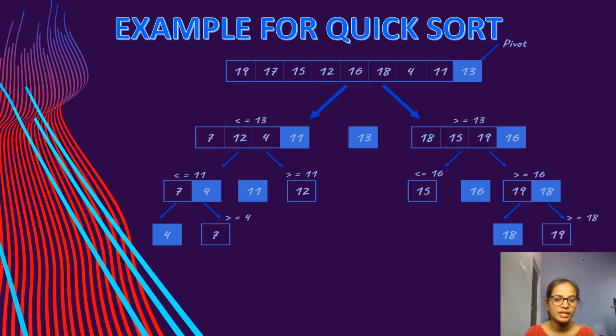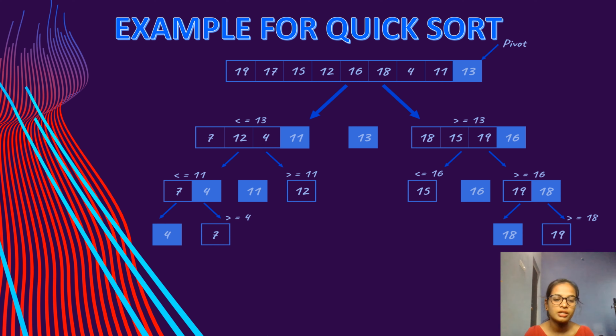Here is a simple example of quicksort. Here we took an array consisting of the elements 19, 17, 15, 12, 16, 18, 4, 11, 13. As per the condition, we have to select the pivot element. We can select the first element, the middle element, or the last element as a pivot element. Here we selected 13 as the pivot element, which is at the last, and we have to sort this array into two subarrays. We have two conditions: less than or equal to 13 and greater than or equal to 13.